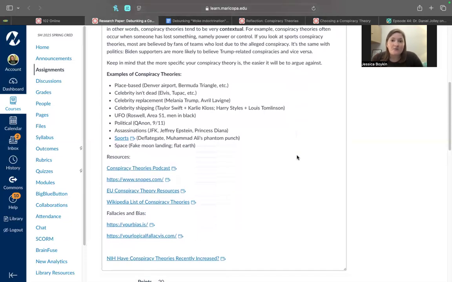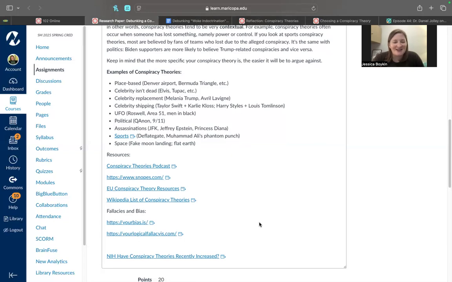Now, our goal for this week is mostly to decide what conspiracy theory you want to do. I have some examples here. There are different types of conspiracy theories, everything from celebrity shipping conspiracy theories, these two celebrities are secretly dating, to super political conspiracy theories, to UFO conspiracy theories, to sports conspiracy theories, science, history, all kinds of stuff. And even fictional conspiracy theories, like things that are in a TV show, for example. But talk to me if you have one of those, because we can make sure it checks out.